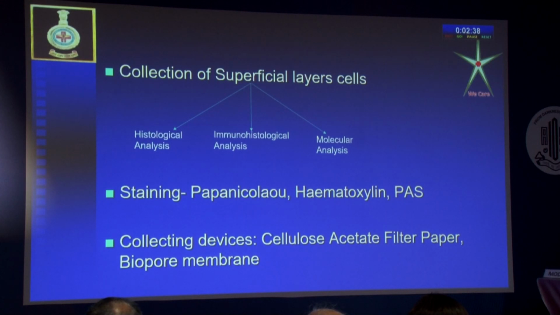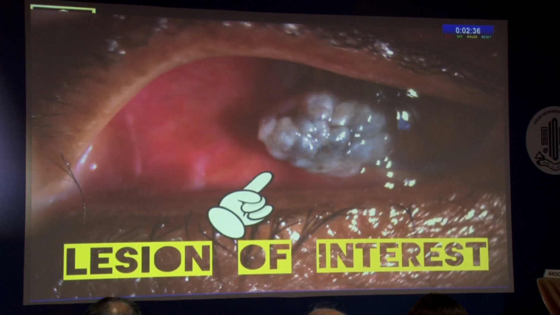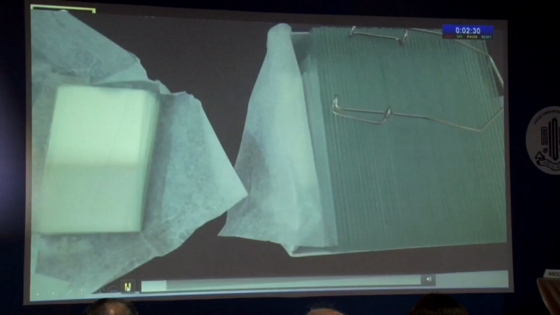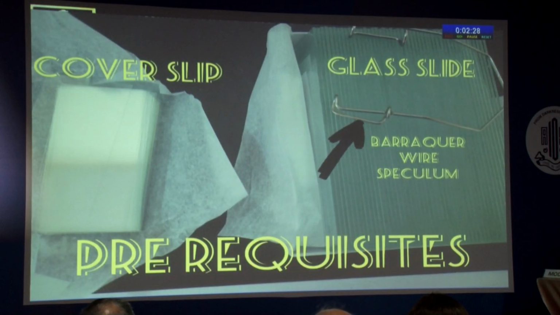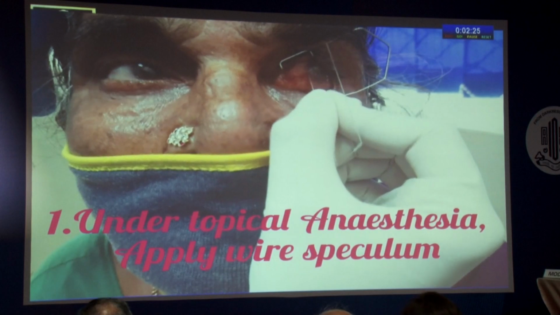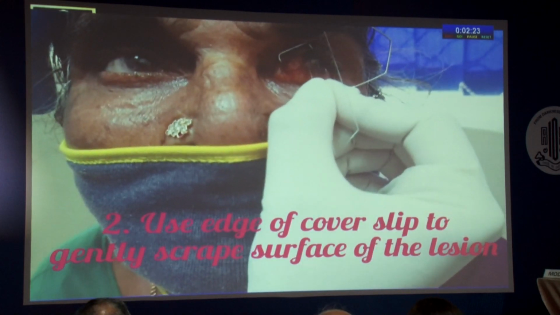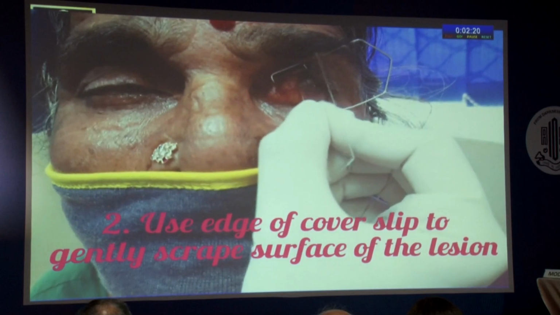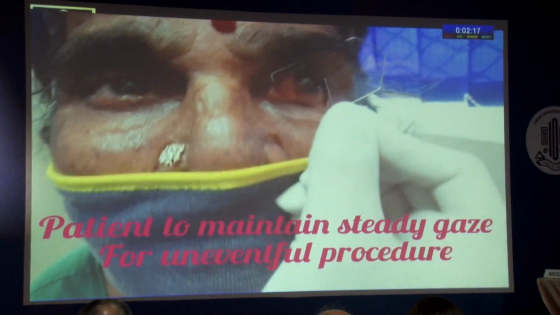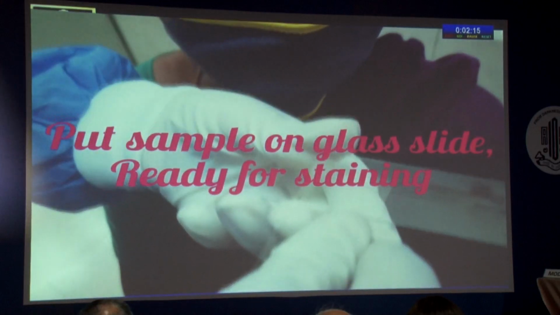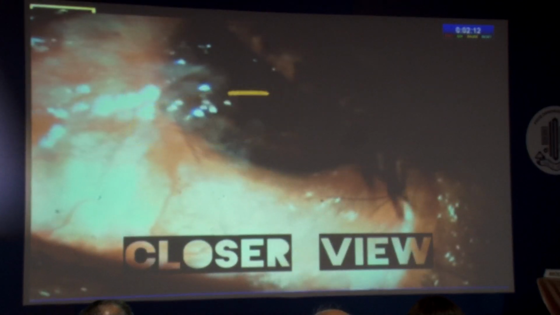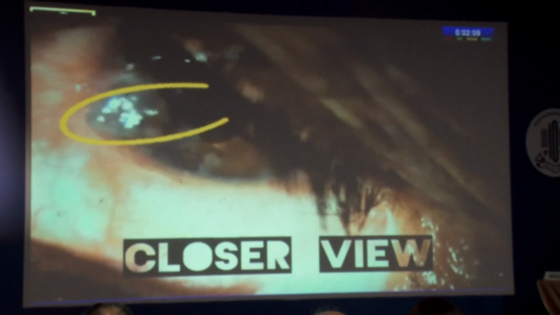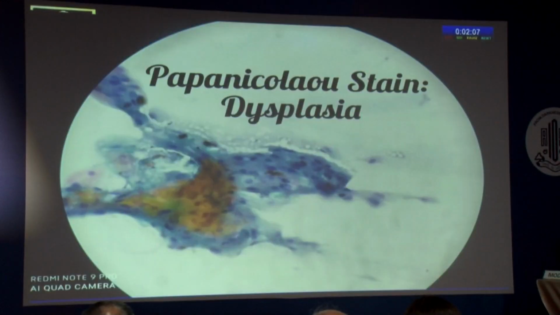So we went ahead and devised a technique, that is, collection of cells from the surface using an easily available cover slip, which is easily available in the lab. The requisites are just the glass, the speculum, and the cover slip. The tissue is taken from the OSSN under paracaine. If the patient is comfortable and cooperative, it can be done without paracaine also, and it is plated on the slide. After that, it is the job of the pathologist to do the staining. In this case, the PAP stain was done, which showed dysplasia in this patient.